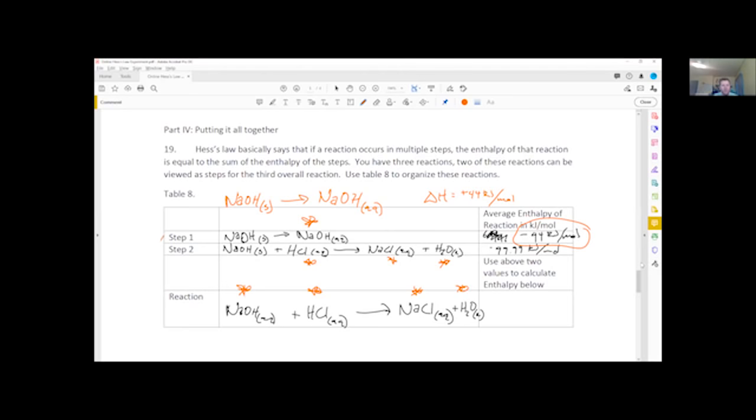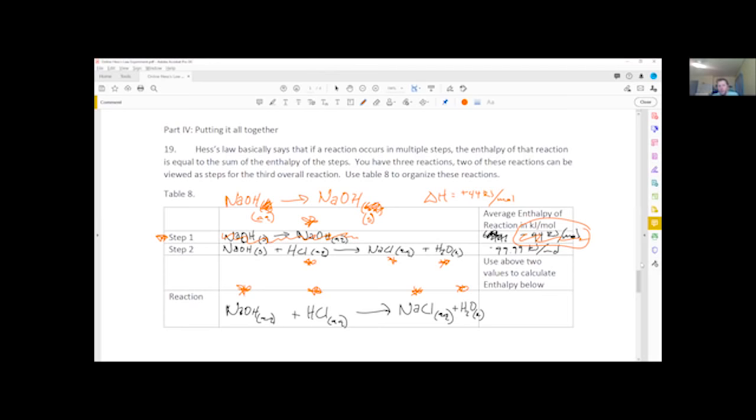So what we did was we took step number 1 and we gave it the Missy Misdemeanor Elliott treatment. We flipped it and reversed it. And when we flipped it and reversed it, we rewrote our delta H as a positive value rather than a negative value. But now I realize I made a mistake. This should be aqueous. And this should be solid.